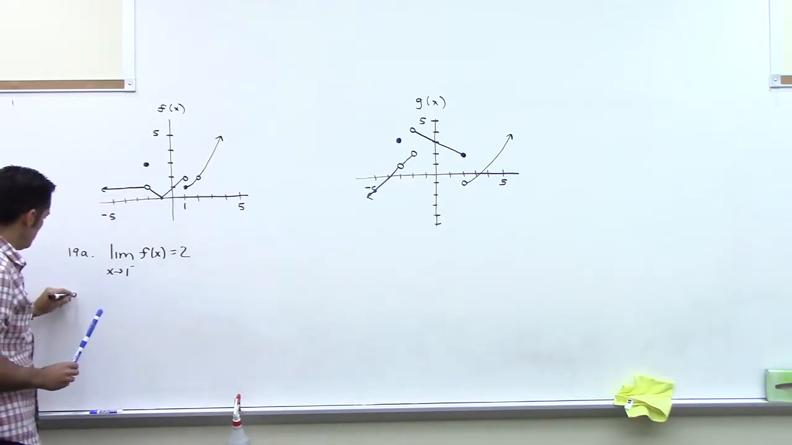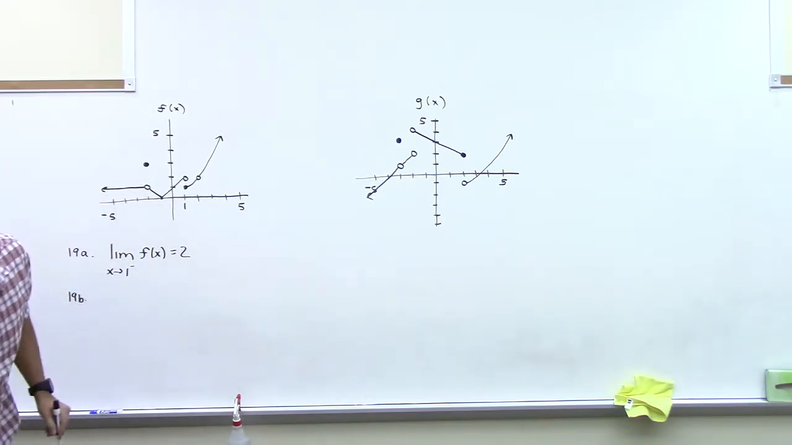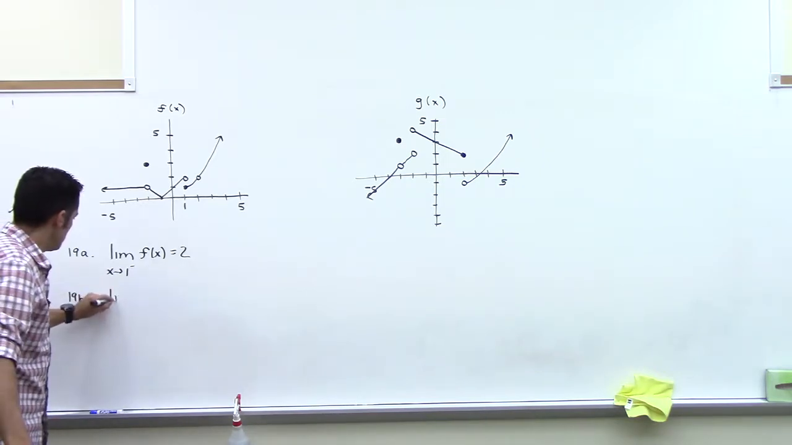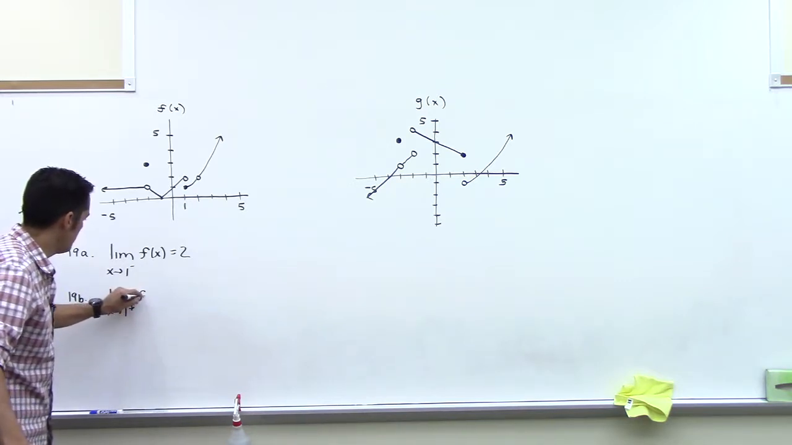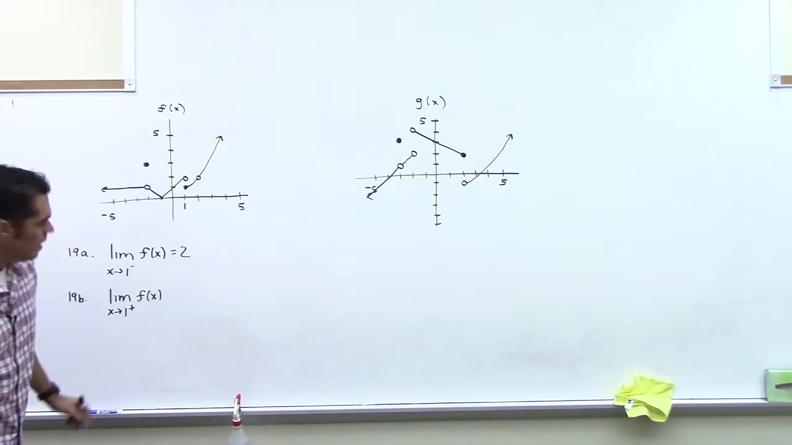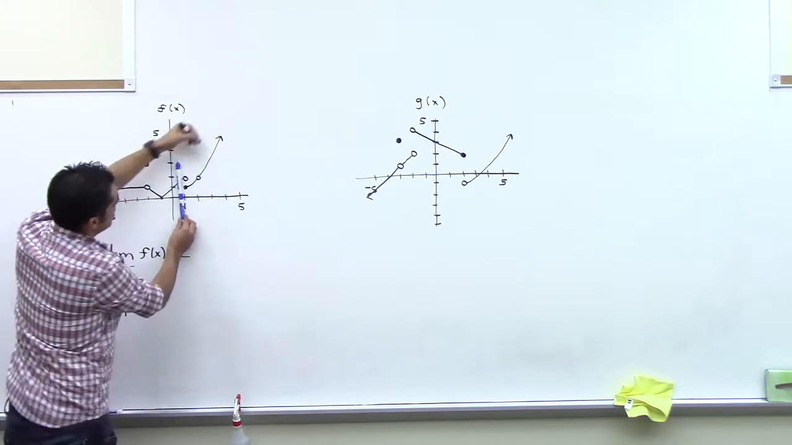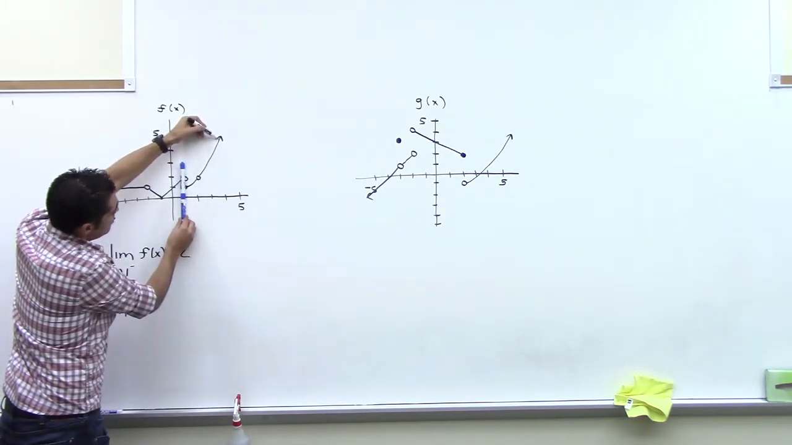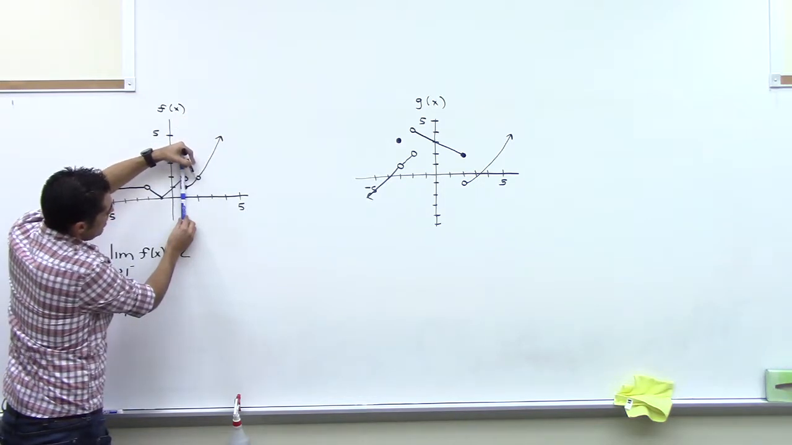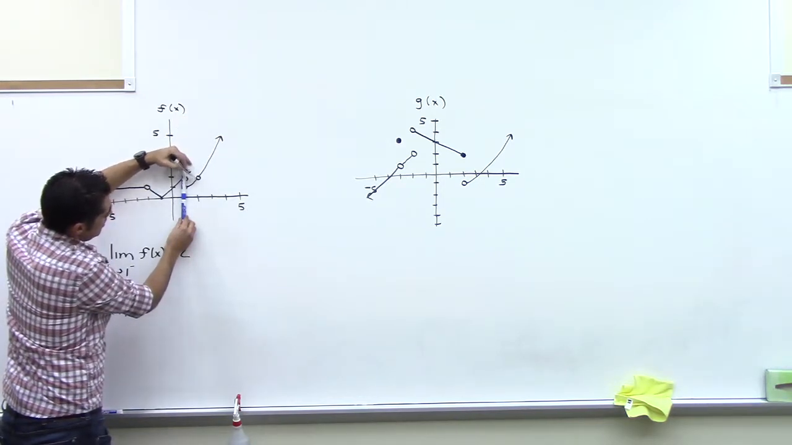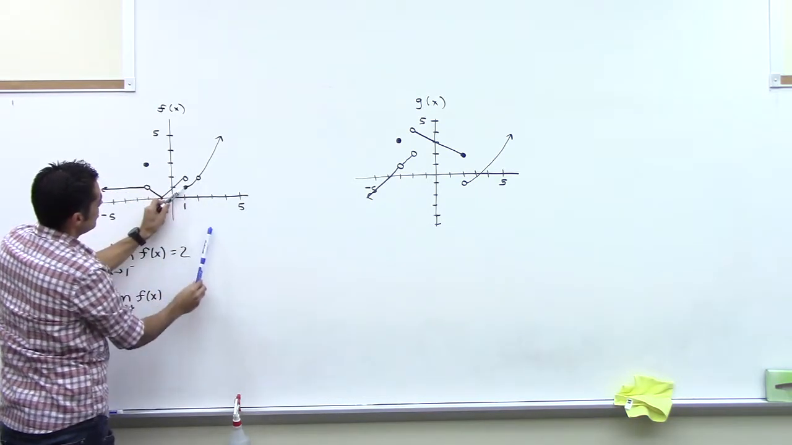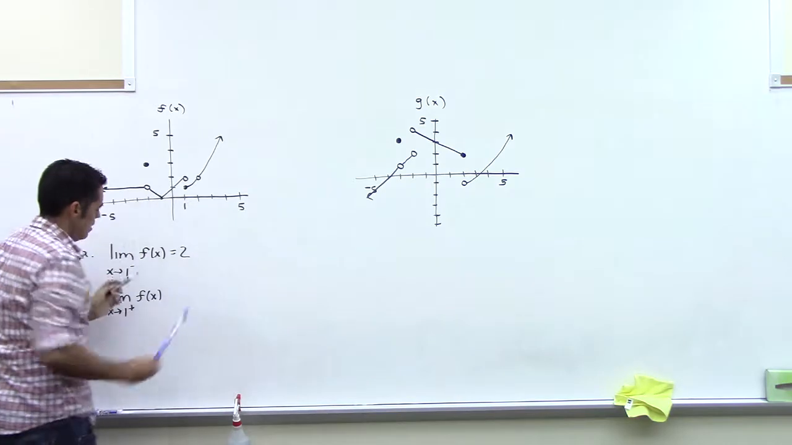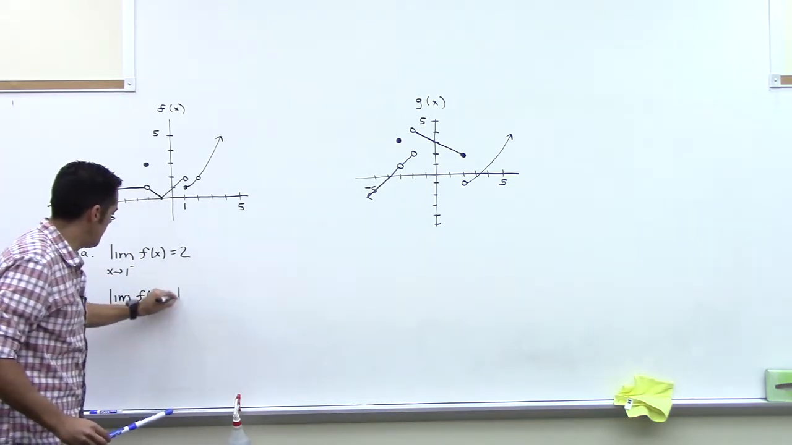Okay, for 19b, we are looking at the limit as x approaches 1, this time from the right-hand side. And so we're still looking at that same x value, but this time we're coming in from this side. We've got to get close to 1, so we're going to skip over that little dot there, and keep walking along here, and you can see that our y values are coming down, and they're getting closer and closer to a y value of 1. So our limit from the right is 1.